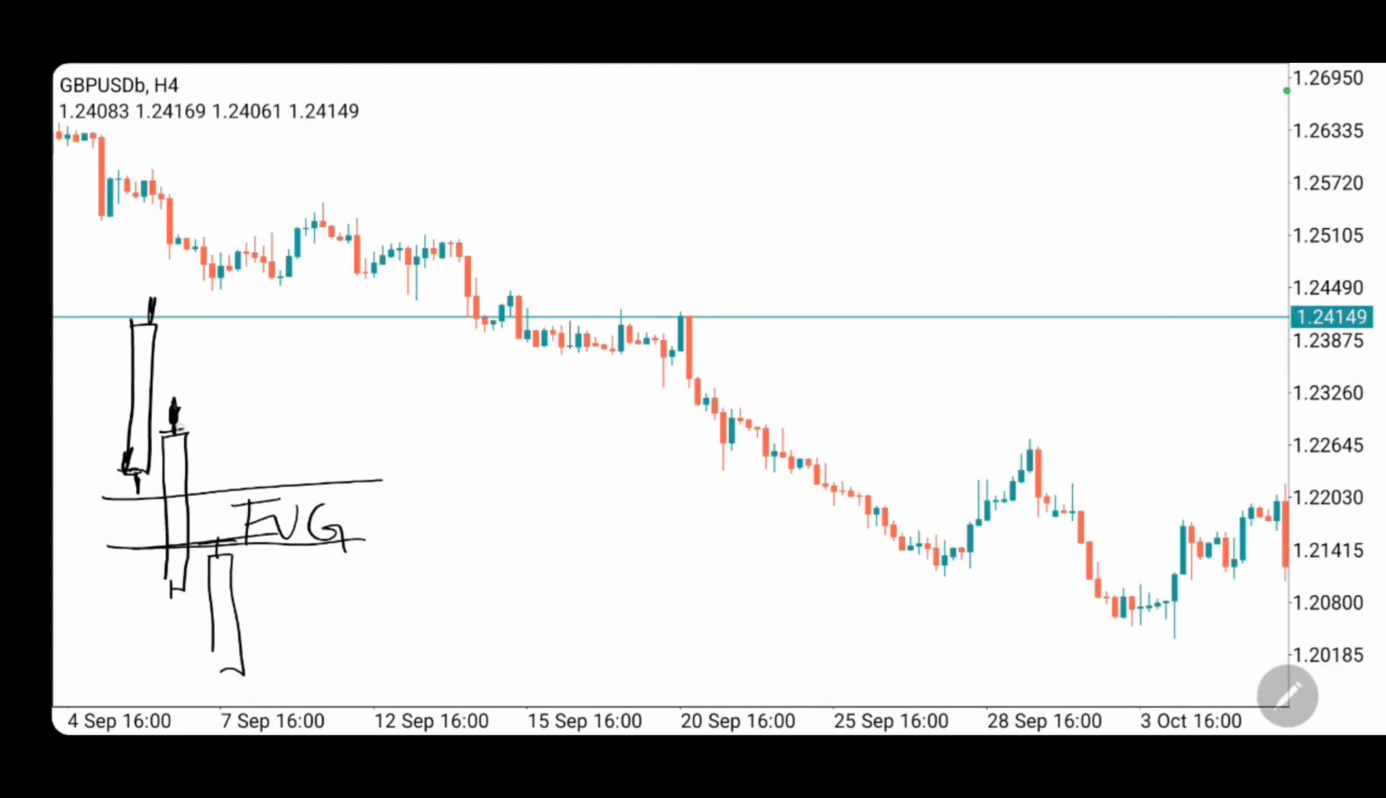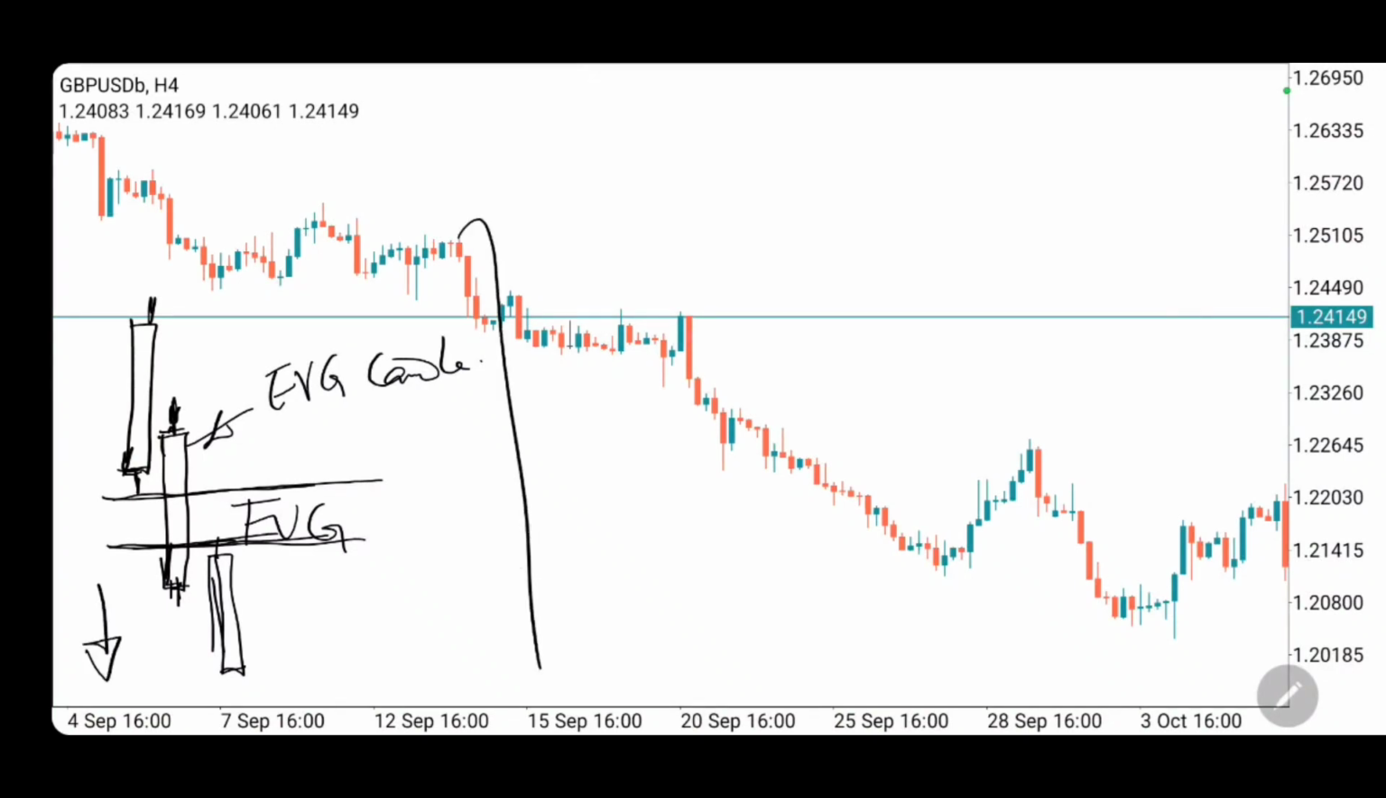So this is the FVG candle. This is the candle before the FVG candle. You take the gap in between the previous candle before the FVG candle and the candle after the FVG candle, and that gives you your imbalance, or rather your fair value gap. This is for a sell scenario.